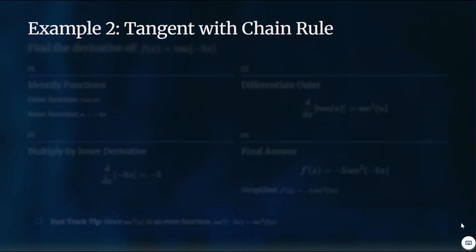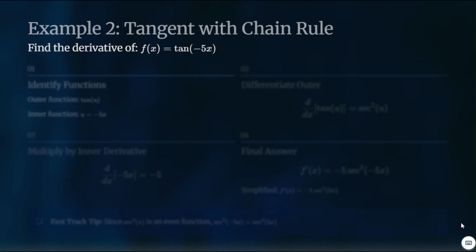In this next example, we'll find the derivative of f of x equals tangent of negative 5x. So we'll need to apply the chain rule in this case. First, let's identify our function. Our outer function is tangent. Our inner function is negative 5x. So remember the chain rule. It's the derivative of the outside function times the derivative of the inside.